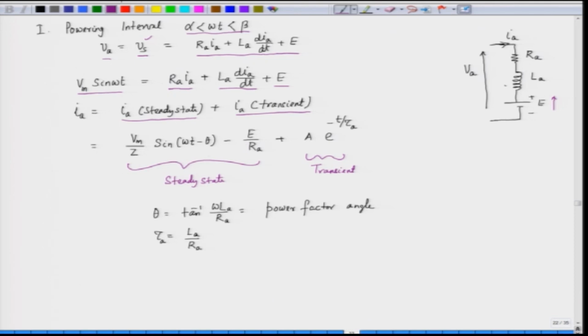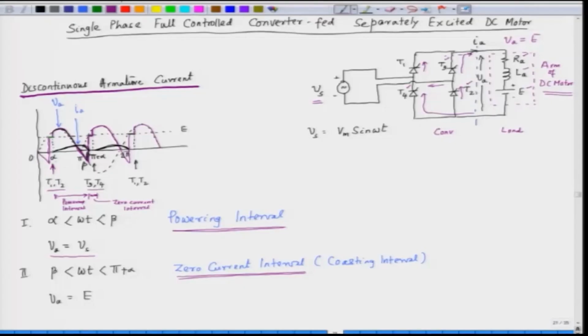So, this is the steady state component, and we also have a transient component. The transient component is A exponential of minus t by tau A, where tau A is the time constant of the circuit. Now, why does a transient component come into play? Because here the triggering angle is changing. We can change the triggering angle. The alpha is variable here.